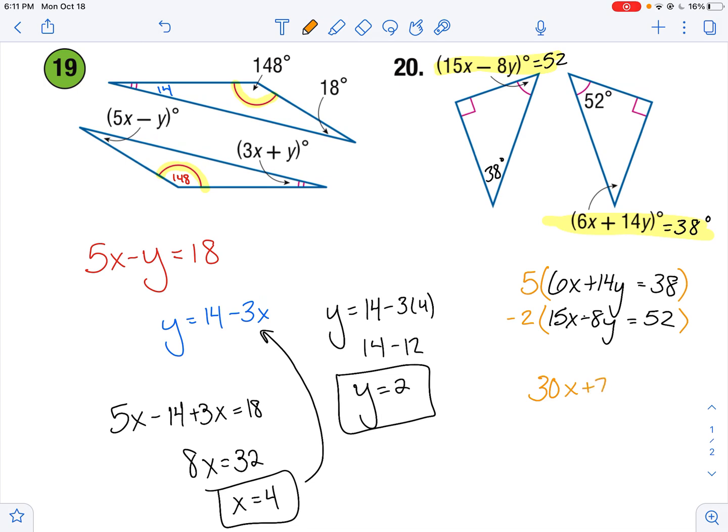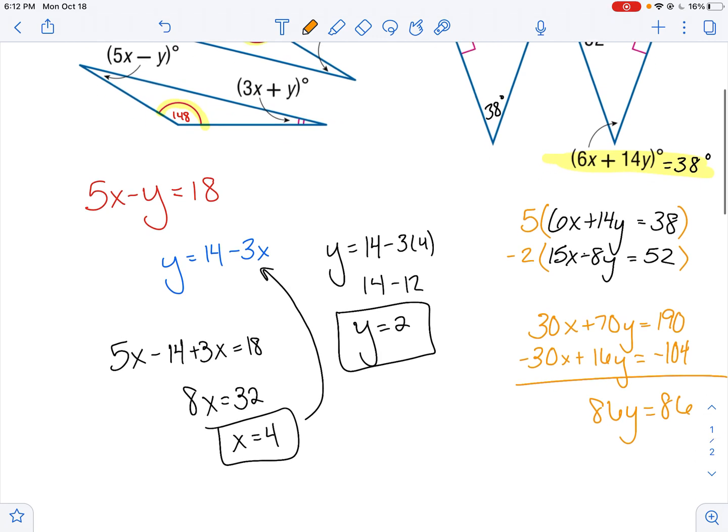30x plus 70y equals 190. Negative 30x plus 16y equals negative 104. So then I get 86y equals 86. Kind of interesting. So y equals 1.